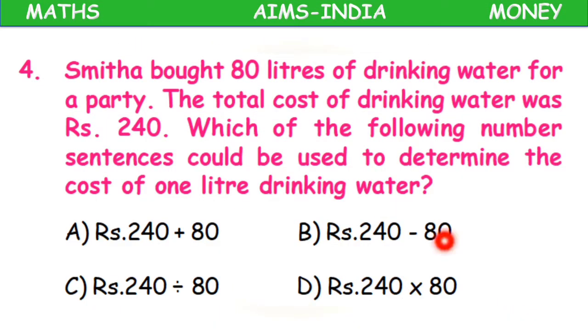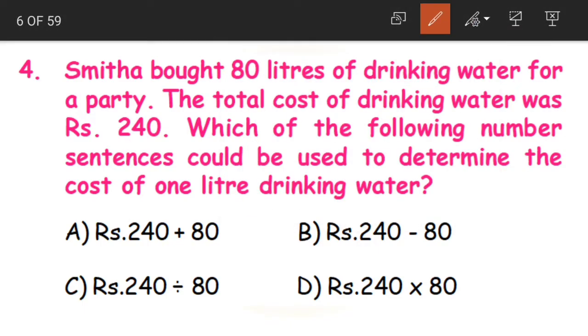Moving on to question number 4. Smita bought 80 liters of drinking water for a party. The total cost of drinking water was 240 rupees. Which of the following number sentences could be used to determine the cost of 1 liter of drinking water? Again a similar question. Here we have the cost of 80 liters. Yes, the cost of 80 liters is 240 rupees.